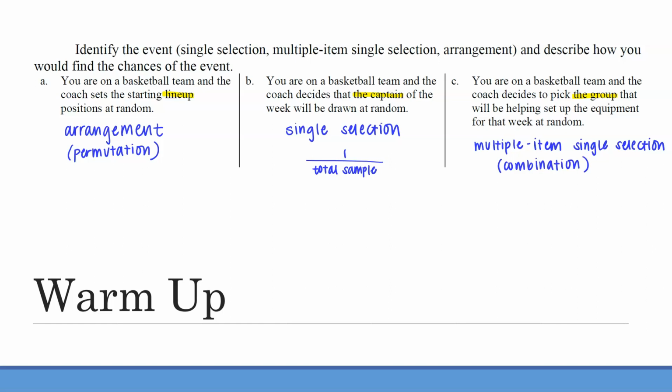For letter B, if your coach is deciding the captain of the team, you would do a single selection. There is just one person that's being chosen out of the total number in your sample. And lastly, for letter C, if your coach is picking a group of people, it doesn't necessarily matter in what order those students are chosen for that team. Therefore, it would be a multiple item single selection, and you would use a combination to find the answer to that question.